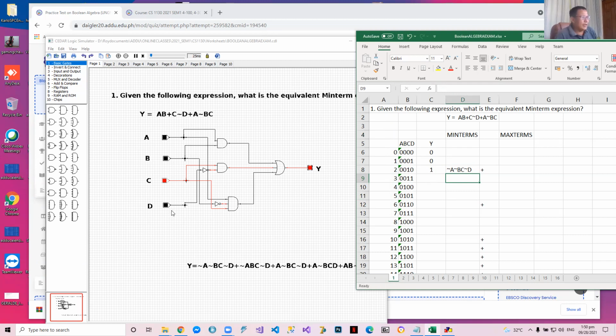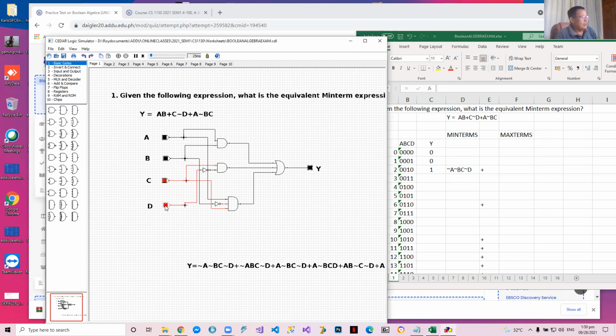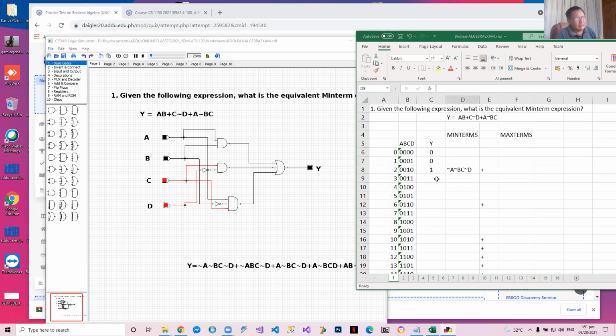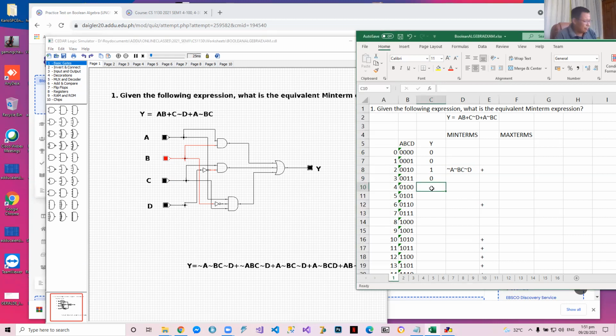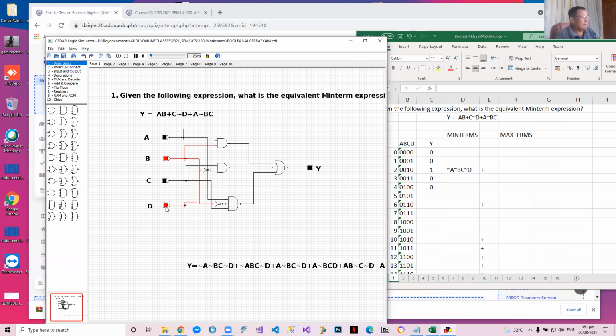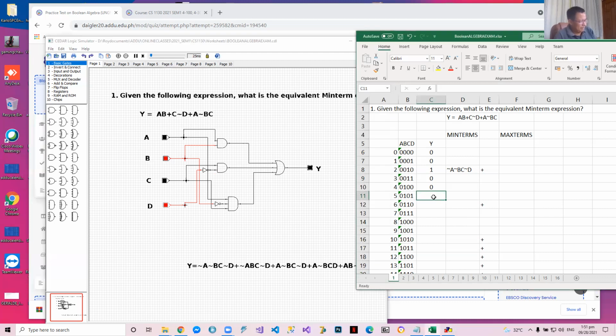We'll go to the next to find one again. The next value is 0, 0, 1, 1. We just pick it from our truth table. This is black, so it's just a zero, and we'll ignore that for the moment. Then we'll have 0, 1, 0, 0. This is black, so we ignore that. Then 0, 1, 0, 1, still a black, so we'll ignore.